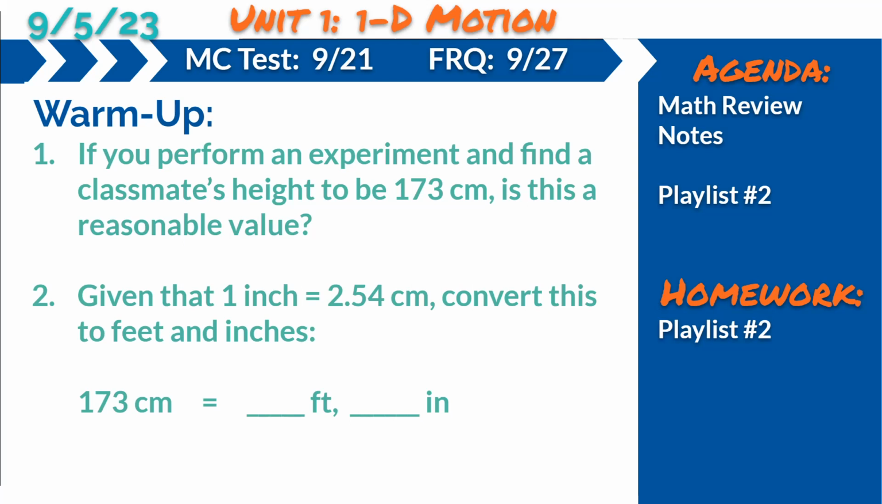So let's go ahead and answer number 2 first, and then we can answer number 1, although I did hear a couple of you answer number 1. That's okay. Number 2 says, given that 1 inch is 2.54 centimeters, convert this to feet and inches. And so I'm asking you to do a conversion from 173 centimeters into feet and inches. And I'm going to work this out by hand.